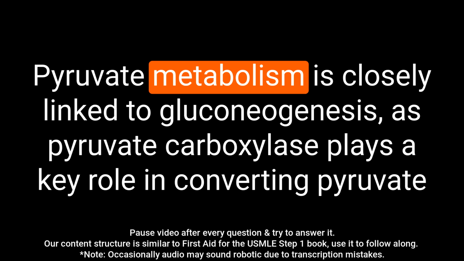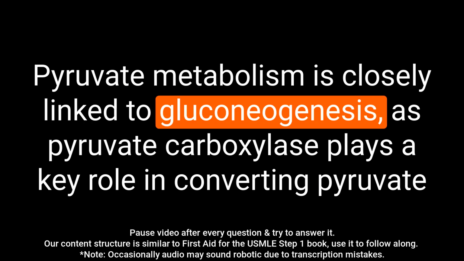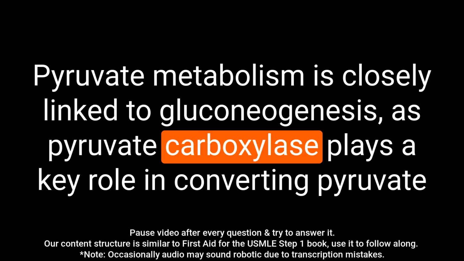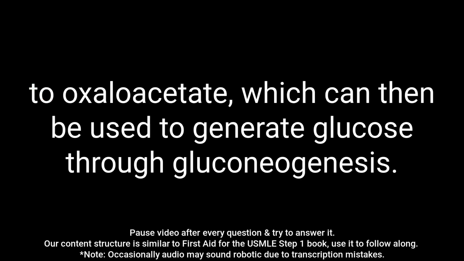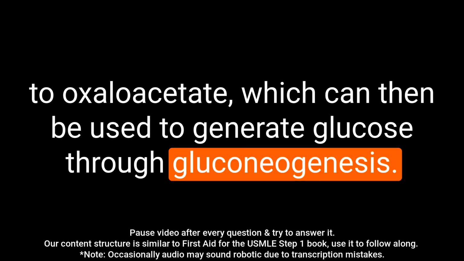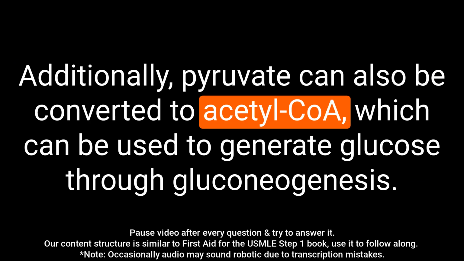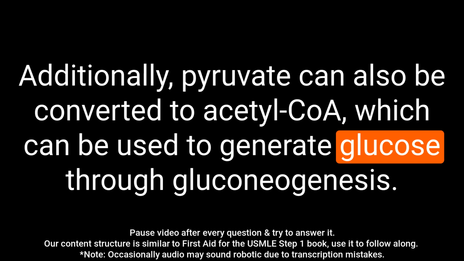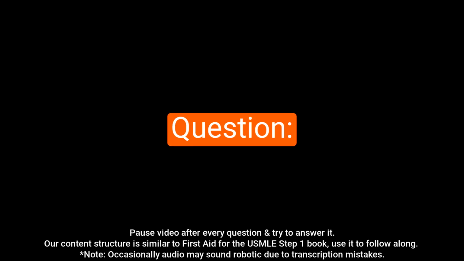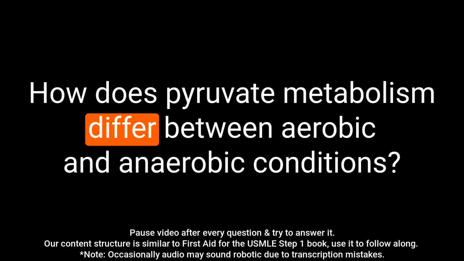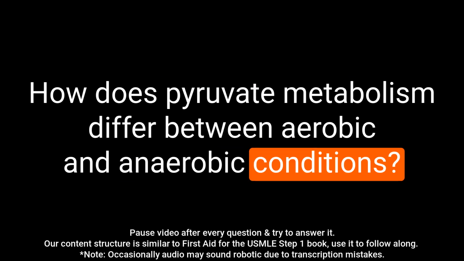Answer: Pyruvate metabolism is closely linked to gluconeogenesis, as pyruvate carboxylase plays a key role in converting pyruvate to oxaloacetate, which can then be used to generate glucose through gluconeogenesis. Additionally, pyruvate can also be converted to acetyl-CoA, which can be used to generate glucose through gluconeogenesis. Question: How does pyruvate metabolism differ between aerobic and anaerobic conditions?